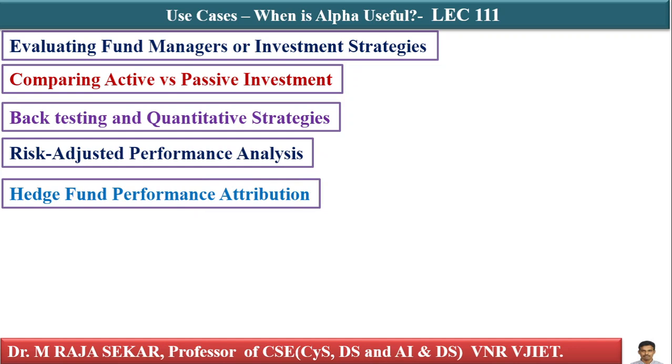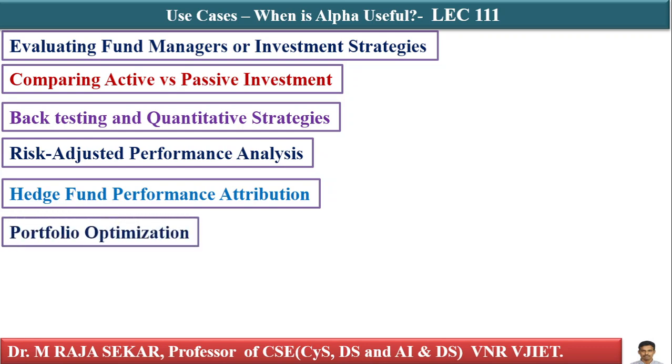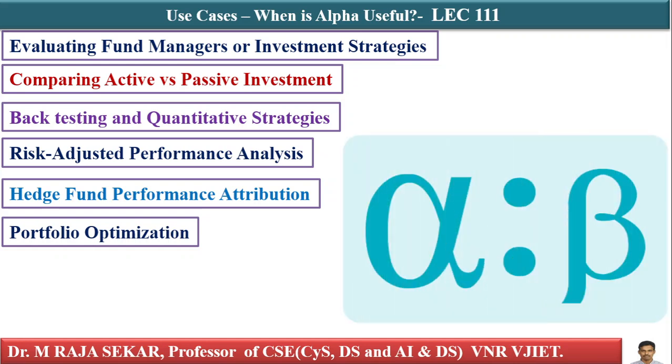Hedge fund performance attribution. Why? Many hedge funds focus on generating alpha regardless of the market direction. Use case: a market neutral hedge fund showing positive alpha indicates that it's making money through skill, not market movement. Portfolio optimization. Alpha estimates are used in optimization models to allocate capital to the best performing assets. Use case: a portfolio optimizer might favor assets with high expected alpha, helping maximize return for a given level of risk.